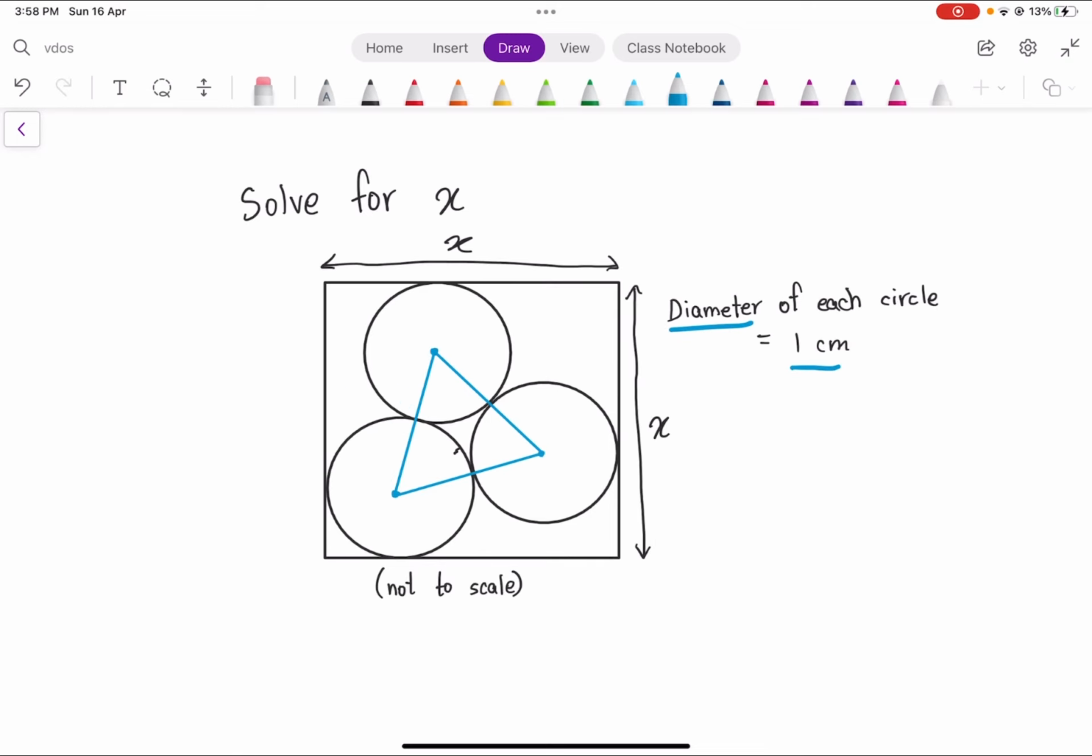Okay, so since this triangle is equilateral, what else do we know about it? Well, we know that each angle is equal to 60 degrees. But how does this help us in finding the side length of the square? Well, first let's talk about cos. Cos is adjacent over hypotenuse.